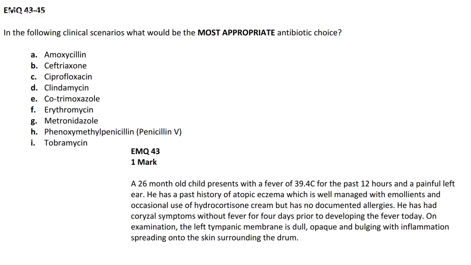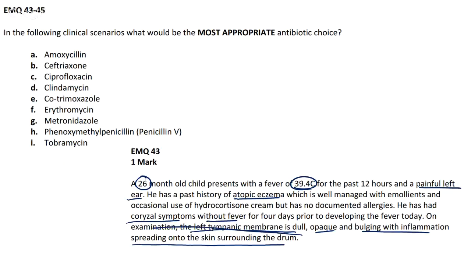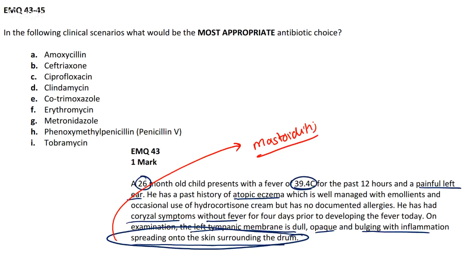Okay, 26-month-old, fever of 39.4, painful left ear, atopic eczema. Coryzal symptoms without fever for 4 days. Left tympanic membrane is dull, opaque, and bulging, with swelling spreading onto the. Ah, that's really important. What could that be? Mastitis? Or mastoiditis. Okay. Yeah. That's something. So mastoiditis is an emergency complication of otitis media.